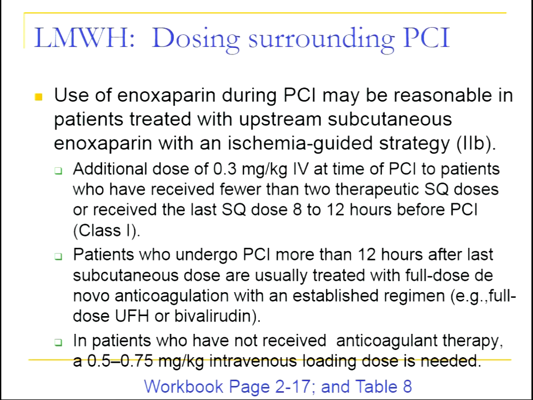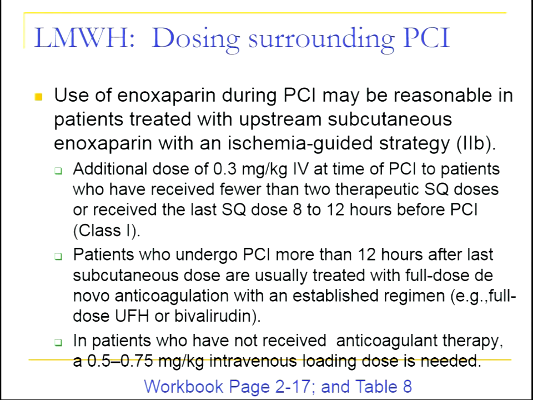Enoxaparin can be used in the cath lab if your patient received the last subcutaneous dose 8 to 12 hours ago. You're going to give them a tiny little bolus just so they're anticoagulated for the case. So you give them a 0.3 milligram per kilogram bolus just for the reason of making sure they're anticoagulated during the case. If it's been 12 hours since their last subcutaneous dose and you're taking them to the cath lab, you treat them as if they're naive to anticoagulants.